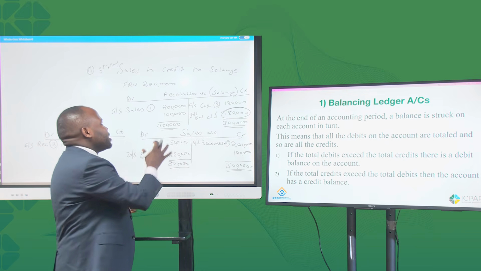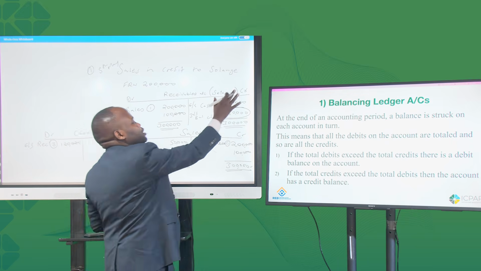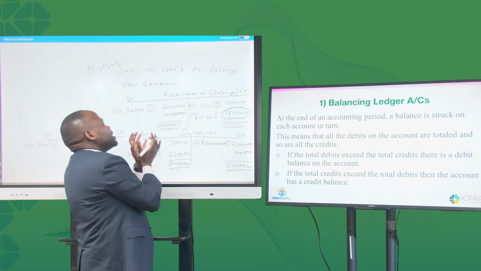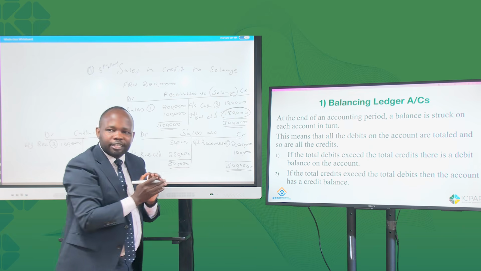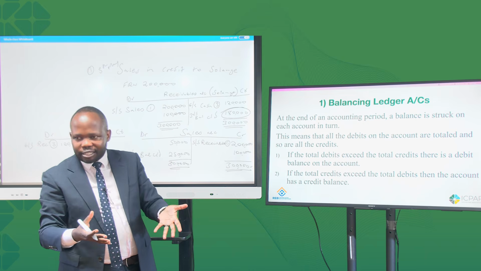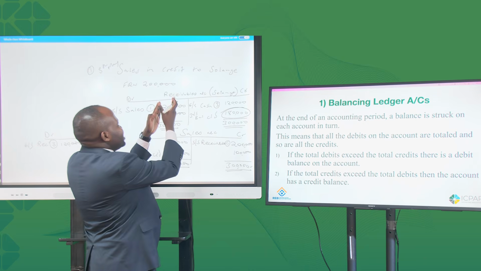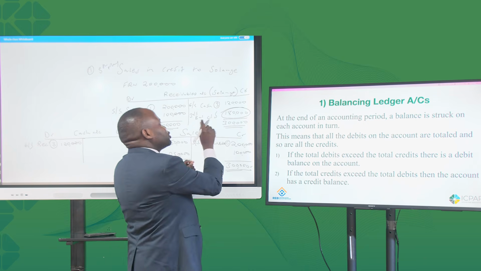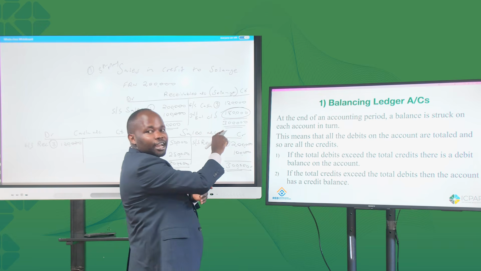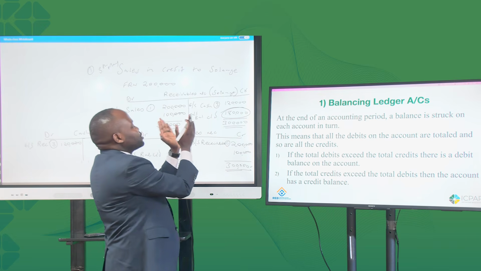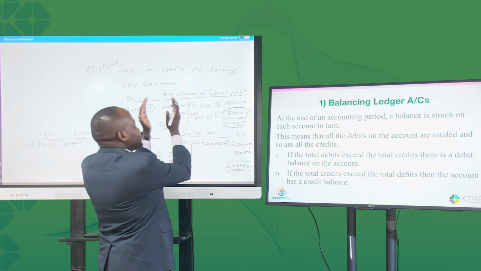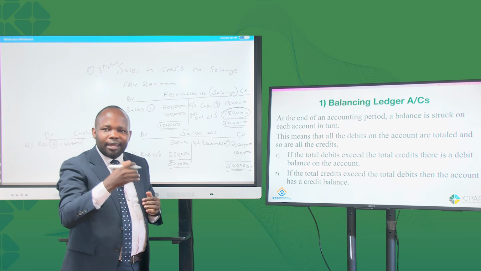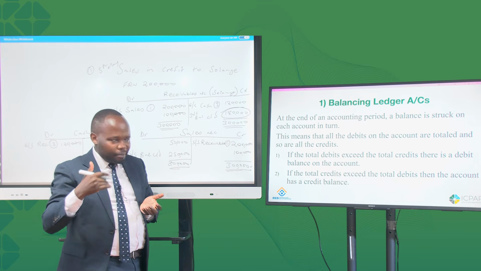What do you mean by it? If the total of the debit is more than the total of the credit, it means debit was more than the credit. So the balance is a debit. We are not talking of where you are recording the balance carried down. It means the debit side was more than the credit. The balance is a debit entry. It means that we have more in the debit side.